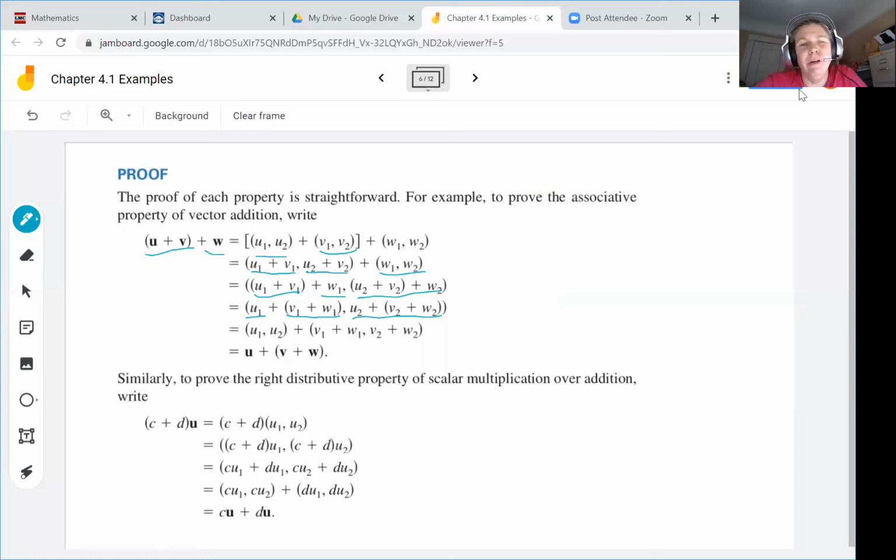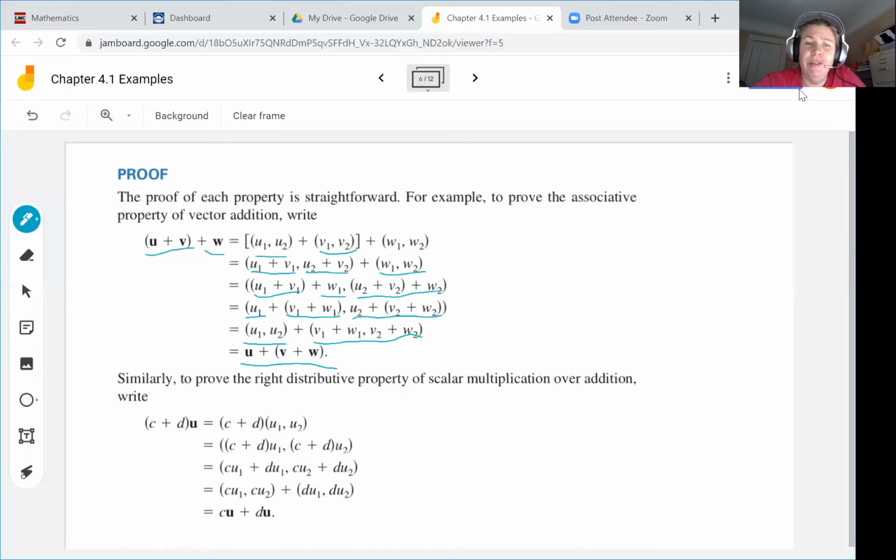And then you can regroup using our definitions. So you could say, well, this is the same as component u1, u2 plus the sums of the v and w components. And so that gives us equality with the other grouping, u plus the grouped v plus w. So we've proven the associative property of vector addition.